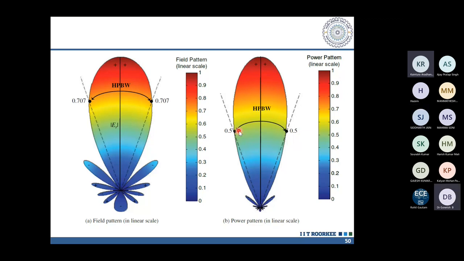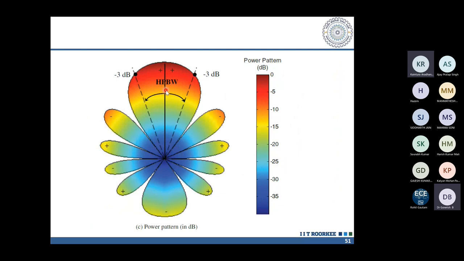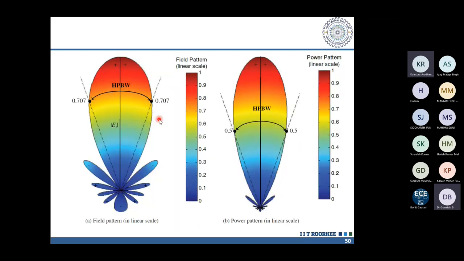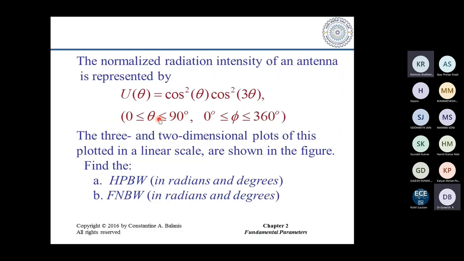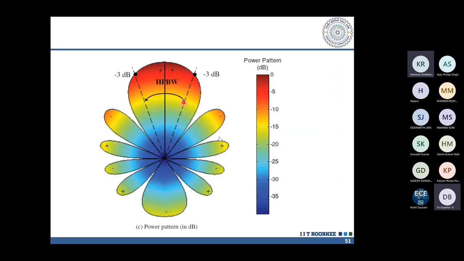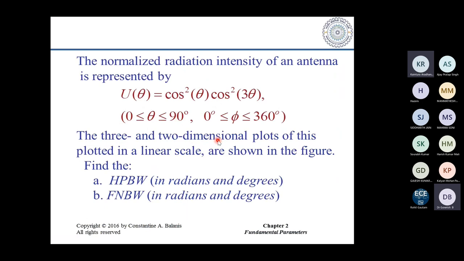-3 dB. Yes. As you are all aware, the -3 dB angle will be the half power beam width in the dB scale. It's important to note that all these three patterns are for the same antenna. Hence, you should get the same value for all these three patterns. Let us take one tutorial example, and then we will wrap today's class.